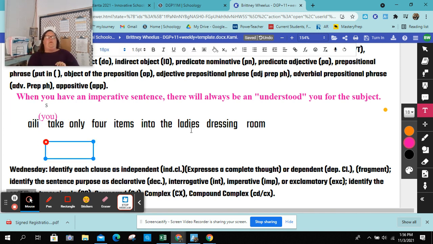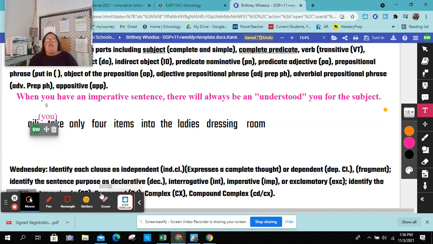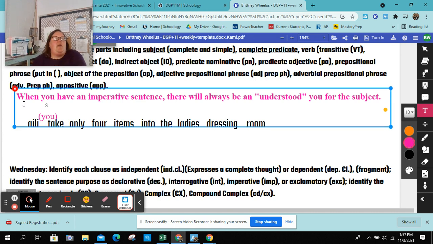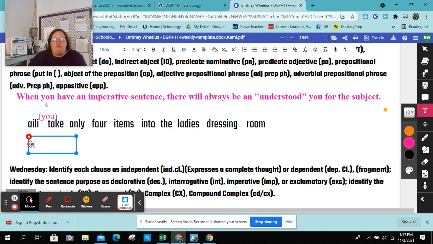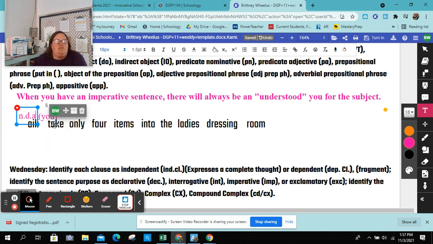Now, this sentence is giving a command, but it is also directly addressing the person. When we directly call someone by name in a sentence, what do we call that? What is the technical grammar term, Ella? Awesome. Okay, it is what we call an NDA, noun of direct address.